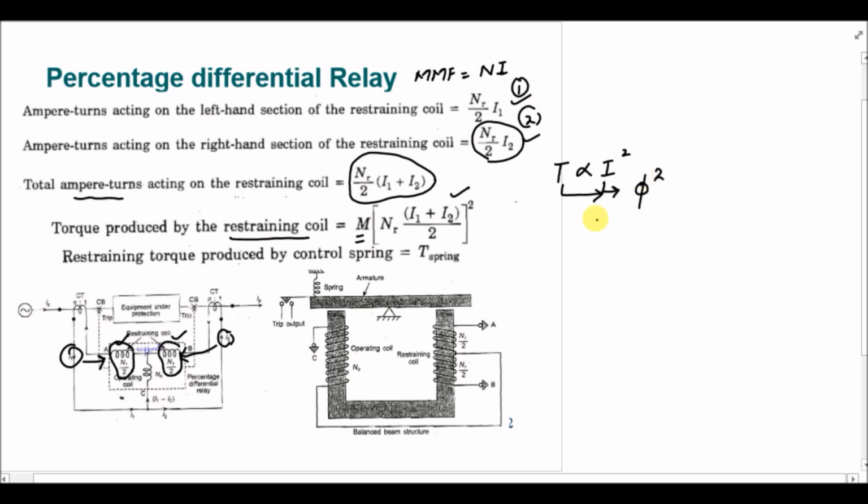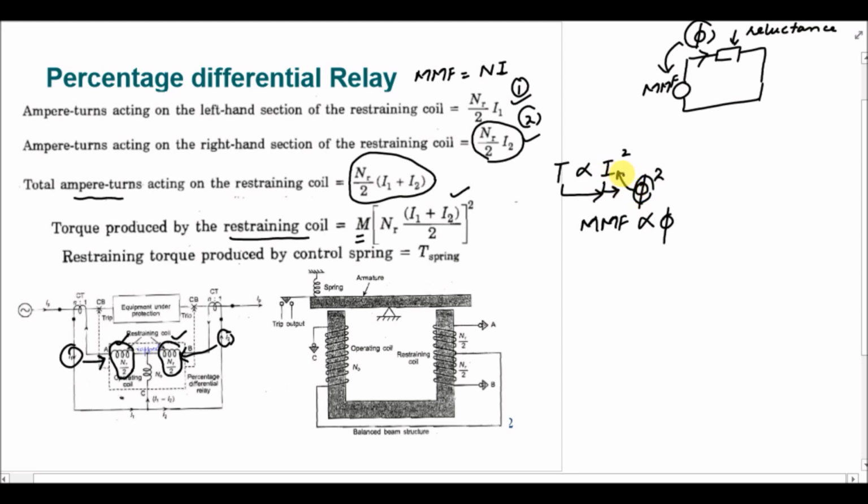We know that MMF is directly proportional to flux, because in a magnetic circuit we have flux flowing through the core, which has some reluctance, in the presence of some MMF. So this flux is directly proportional to MMF, and flux is also directly proportional to the current. So the square of current is directly proportional to the torque that is being produced in the system.